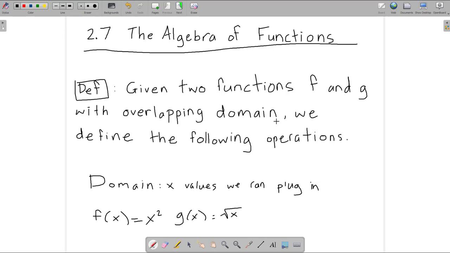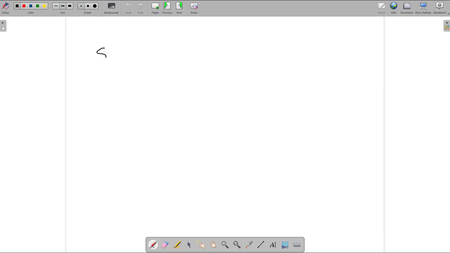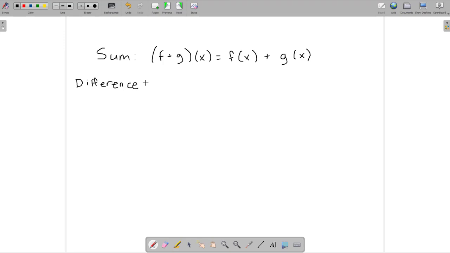So once we have satisfied that, we can define the following operations. We can look at the sum of two functions, denoted like this, f plus g of x is equal to f of x plus g of x, kind of exactly what you would expect. And similarly, we can look at the difference of two functions, f minus g of x equals f of x minus g of x. So those two are pretty straightforward.